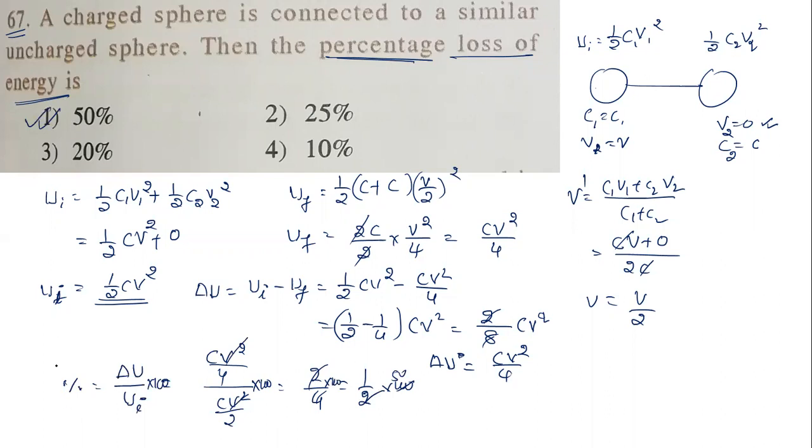Okay, so this formula you need to remember very well. Whenever they ask for percentage, you need to find the difference in energy divided by initial energy multiplied by 100. If you multiply by 100, you will get percentage. That is clear to all of you now. Okay, let's have a look at the next question now.